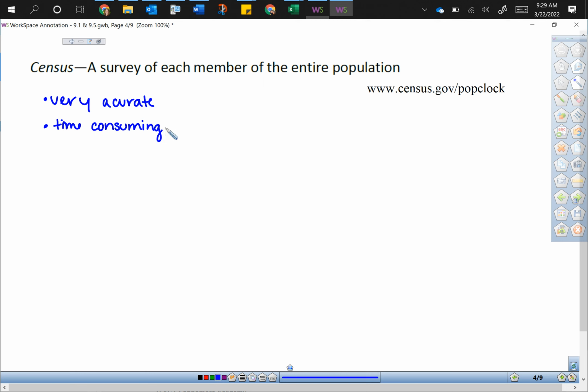Think about it. A lot of times we don't get the results of a census for years. It takes so much time to get all that data together and organize it. It's also very expensive. I think it costs like $97 per person for a census. It is very, very expensive. And it's not always possible.